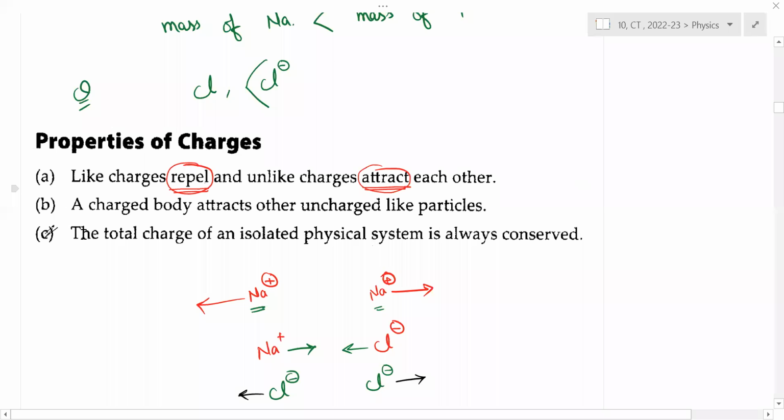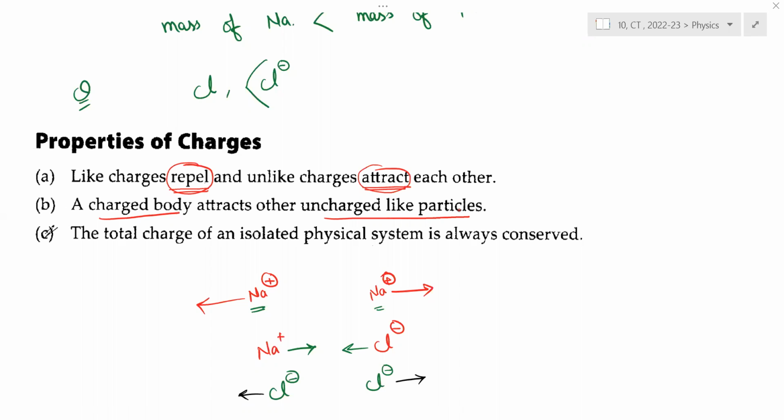A charged body attracts other uncharged light particles. Is it true? Yes, sir. Electrostatic force. Electricity. Why is it so? Because they have the energy which attracts.